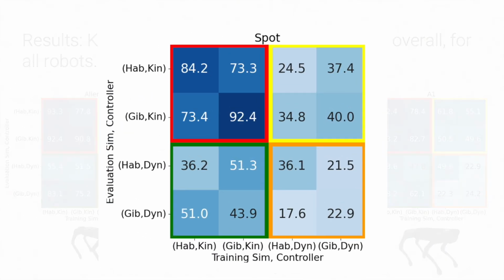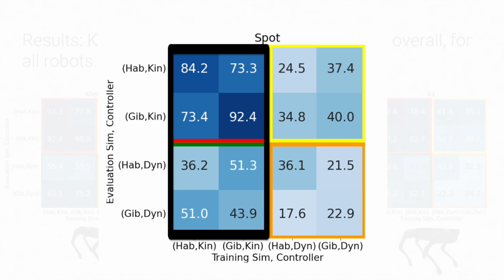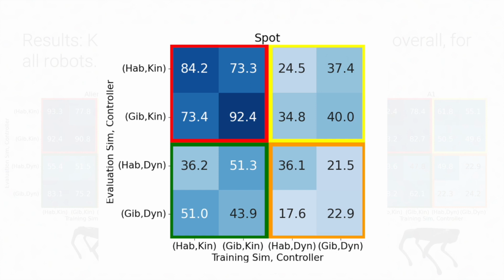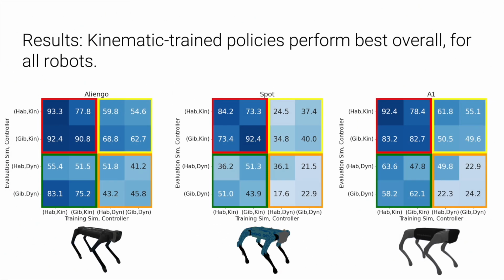If we look at the kinematically trained policies in the left column, we can see that they outperform the dynamically trained policies in the right column in terms of success rate. This holds true even when kinematic policies are evaluated in a dynamic environment, as shown in the lower left quadrant. These relationships hold true for all 3 robots.